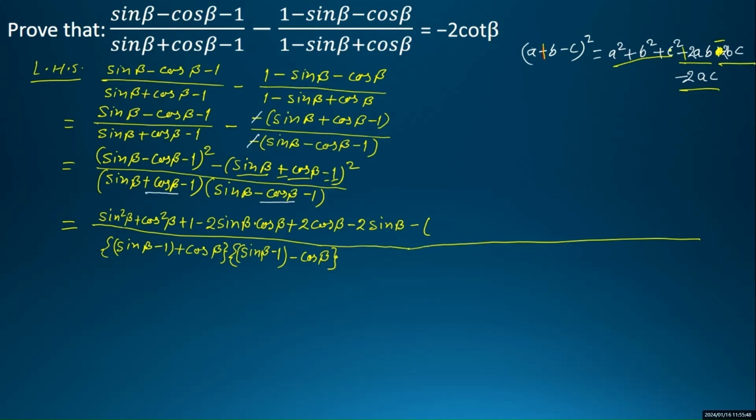So here we'll get a square plus b square plus c square, means sin square beta plus cos square beta plus 1, all positive. And after then plus 2ab means 2 sin beta into cos beta, minus 2bc, bc means cos beta into 1, cos beta. And finally minus 2ac, minus 2, a is sin beta, b is 1, sin beta into 1, sin beta.